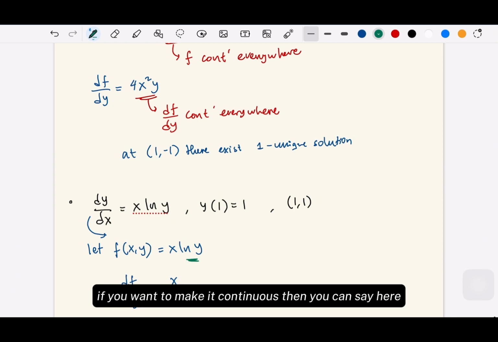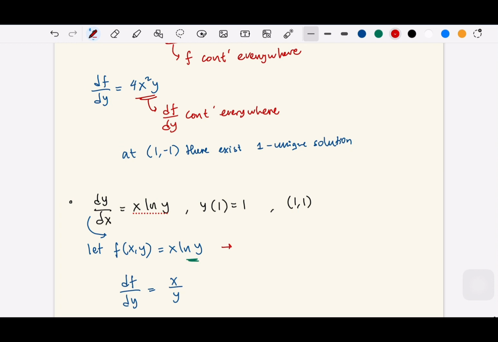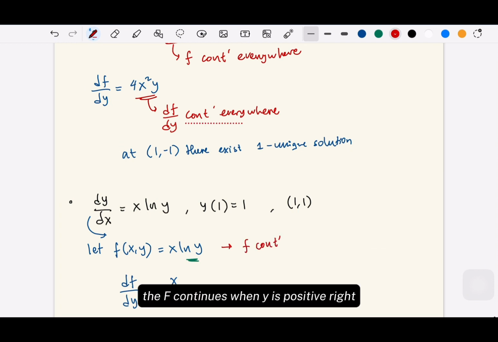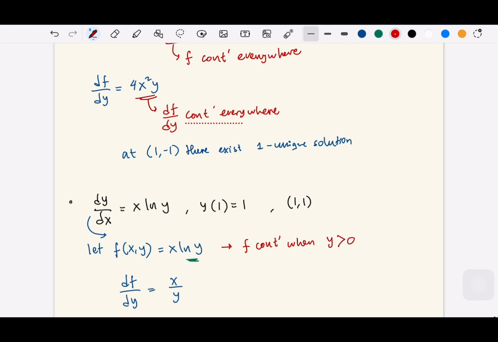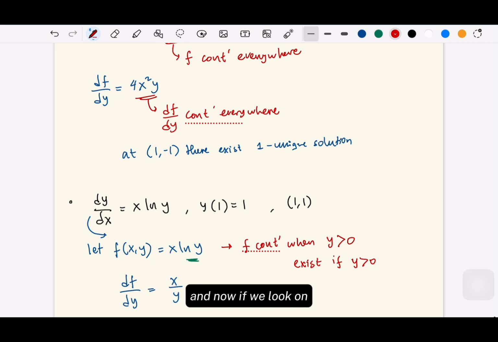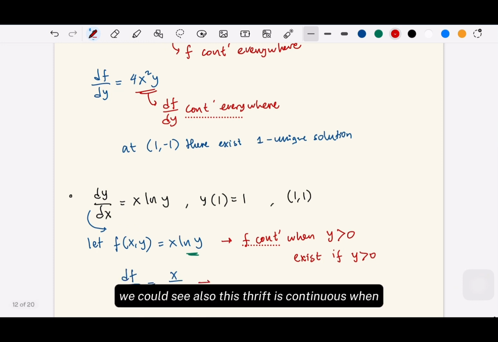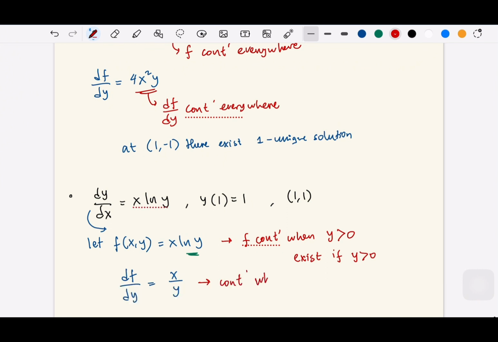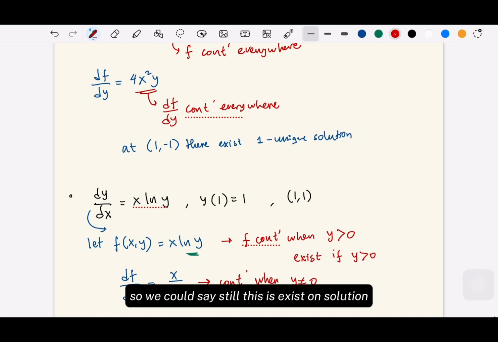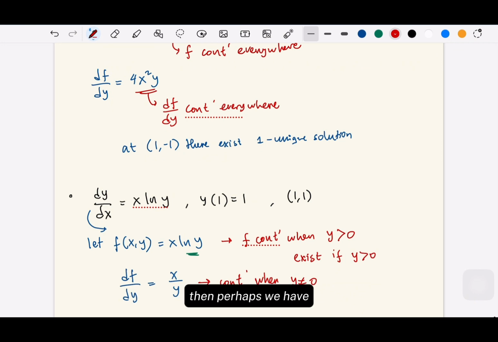If you want to make it continuous, then we could say here the f is continuous when y is positive, right? So it will exist if y is positive. And now if we derive this and look at the continuity, we could see this derivative is continuous when y is not 0, right? But at this point here, since this is positive, it's already greater than 0, so we could say there still exists one solution. But if we observe maybe 0 or maybe negative, then perhaps we cannot guarantee.